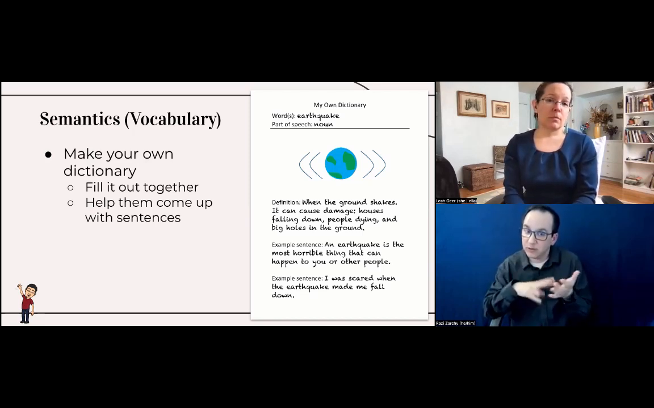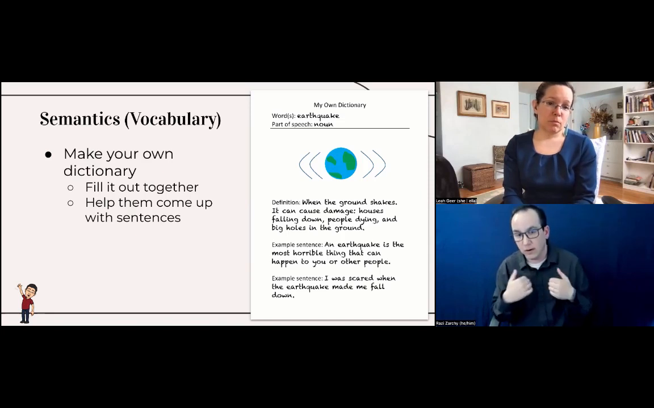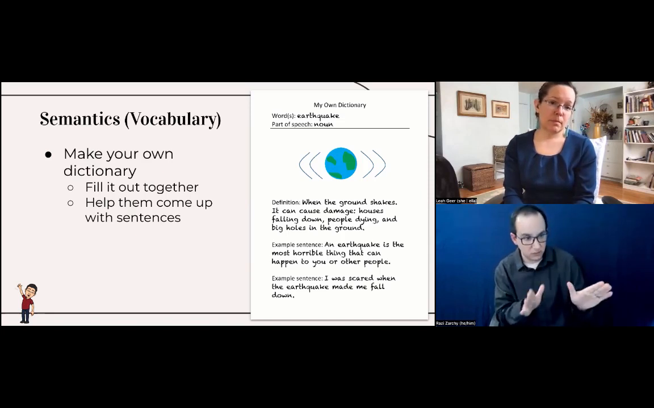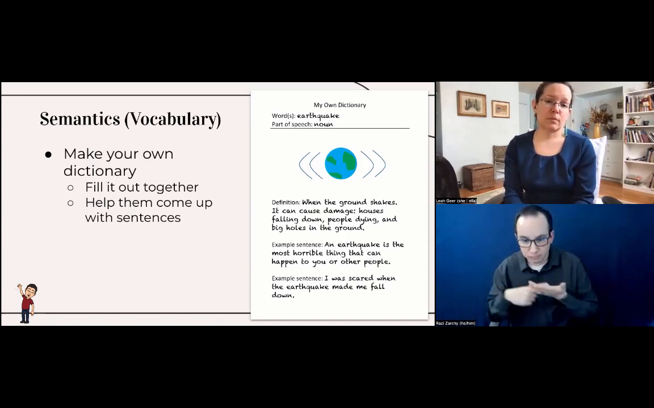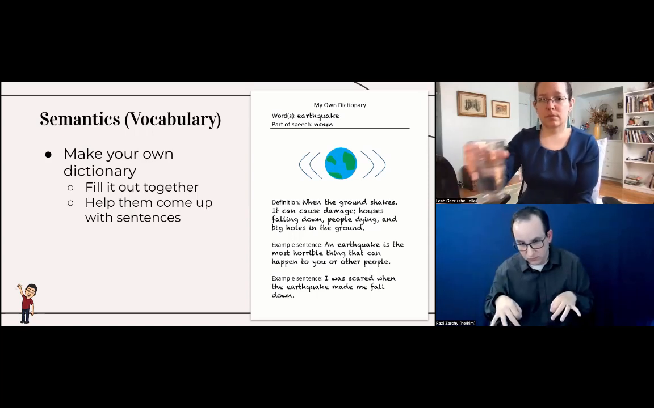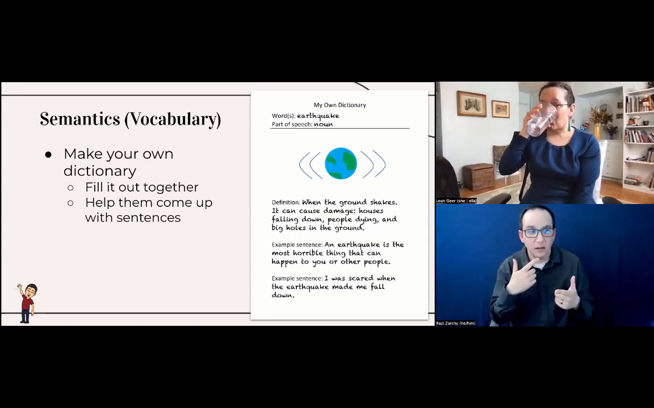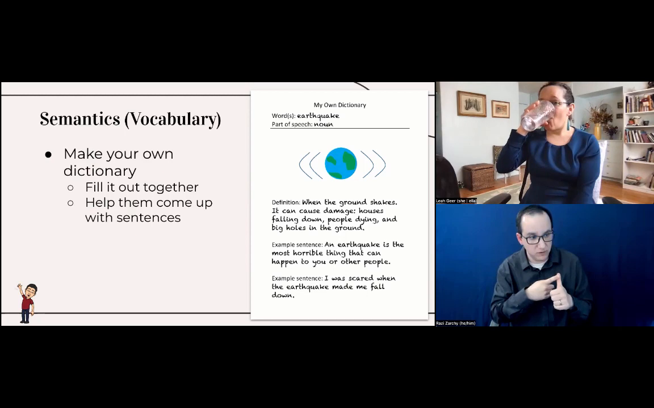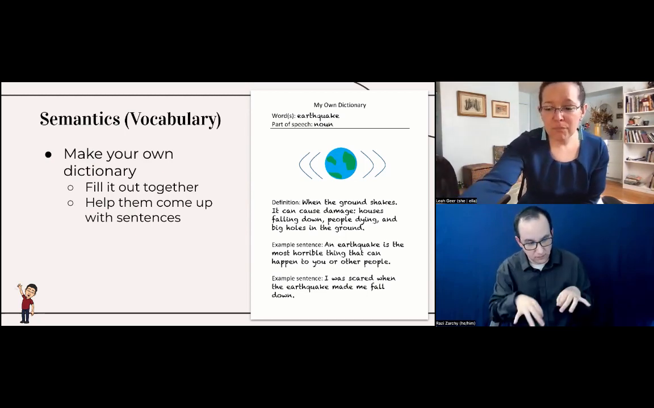Typically, if we read something together or if we have vocabulary that we're using from the classroom, and after we've talked about discussions and meaning and whatnot, I help students fill out this type of form, so they have a definition written down.